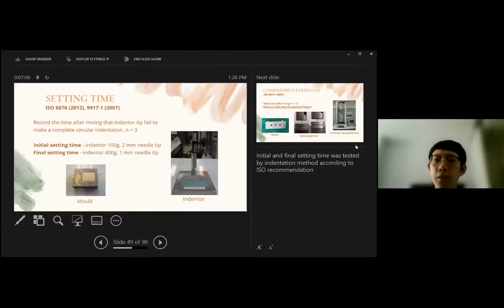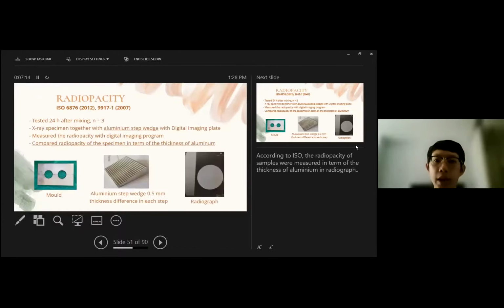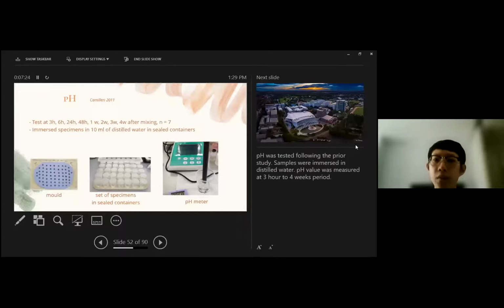Compressive strength was evaluated by a pressing machine following ISO. According to the ISO, the opacity of the samples was measured in terms of thickness of aluminum in radiograph. pH was tested following the prior study. Samples were immersed in distilled water. pH value was measured from 3 hours to a 4 week period.